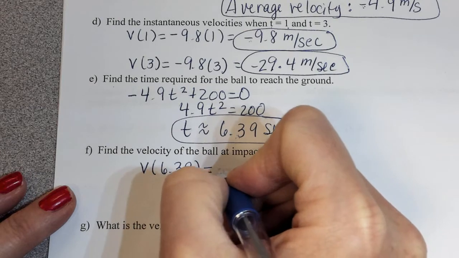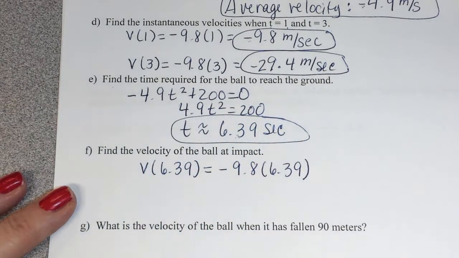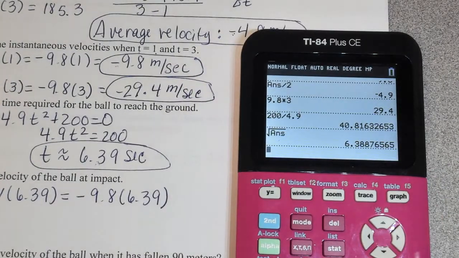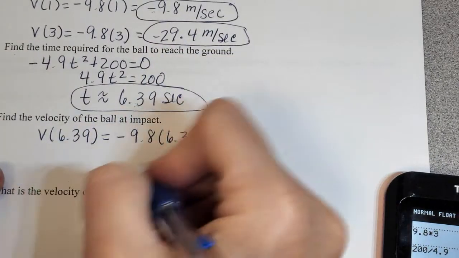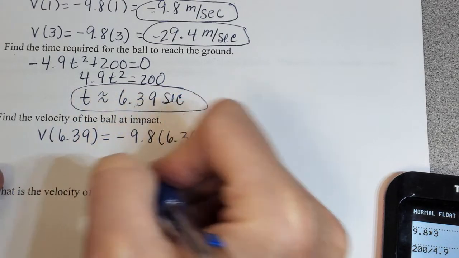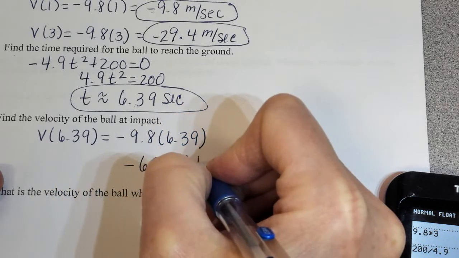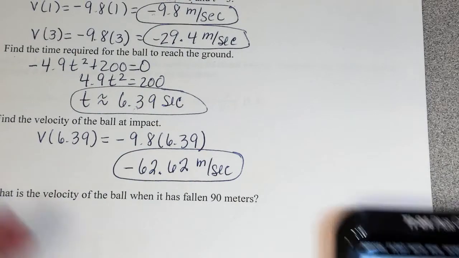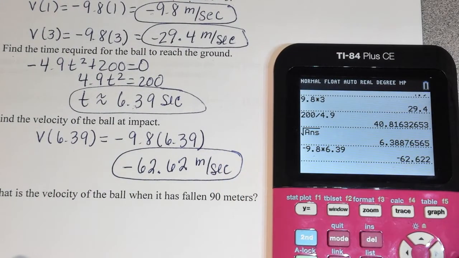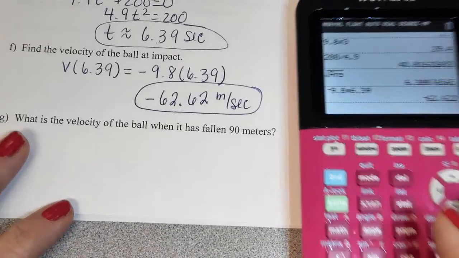So plugging that in, that's negative 9.8 times 6.39. That gives me negative 62.62 to the nearest hundredth meters per second. So that's how fast it's going at 6.39 seconds. All right, questions on that? Hopefully not.